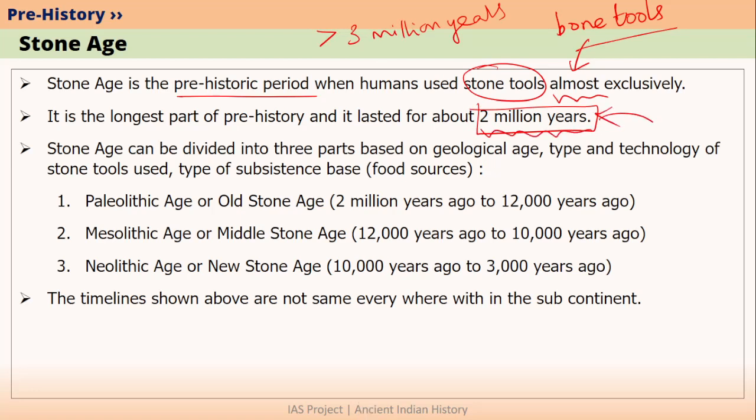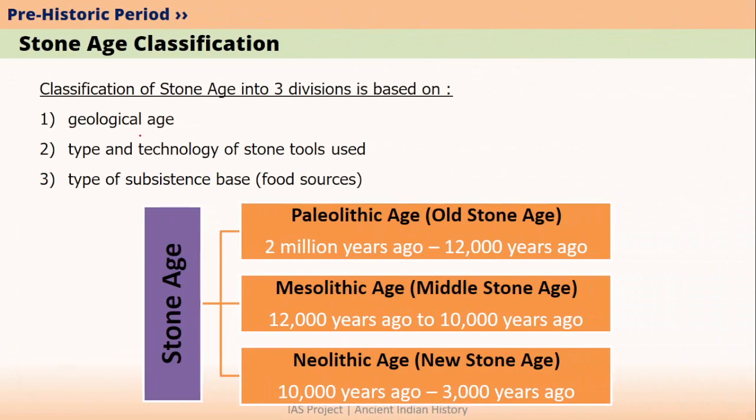As we have said, Stone Age can be further divided into 3 parts. And the division into 3 parts is mainly based on: is it Pleistocene or Holocene? What are the type and technology of stone tools used by these people? And what were the food sources of these people? Food sources are also called the subsistence base. So accordingly, Stone Age has been divided into 3 parts.